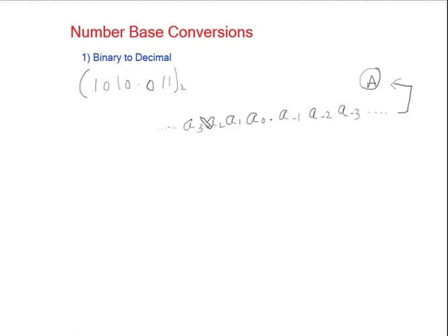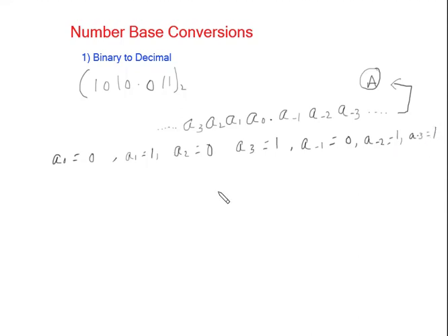So by comparing 1010.011 to these expressions, I come across that A sub 0 is equal to 0, A sub 1 is equal to 1, A sub 2 is equal to 0, A sub 3 is equal to 1. Similarly, on the right side of this point, we have A sub minus 1 is equal to 0, A sub minus 2 is equal to 1, A sub minus 3 is equal to 1.